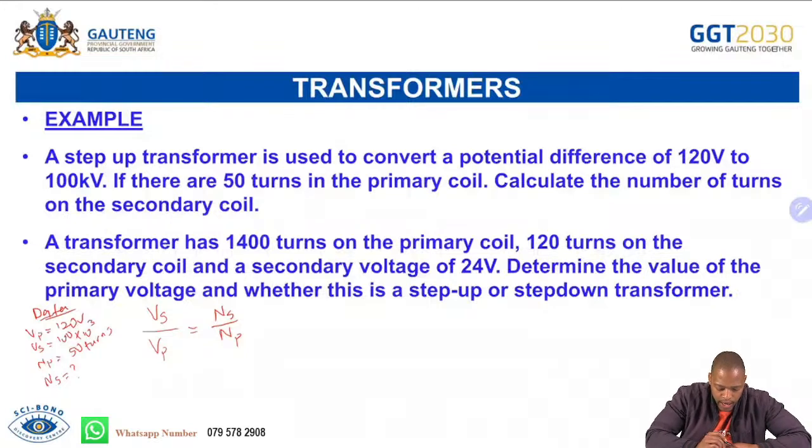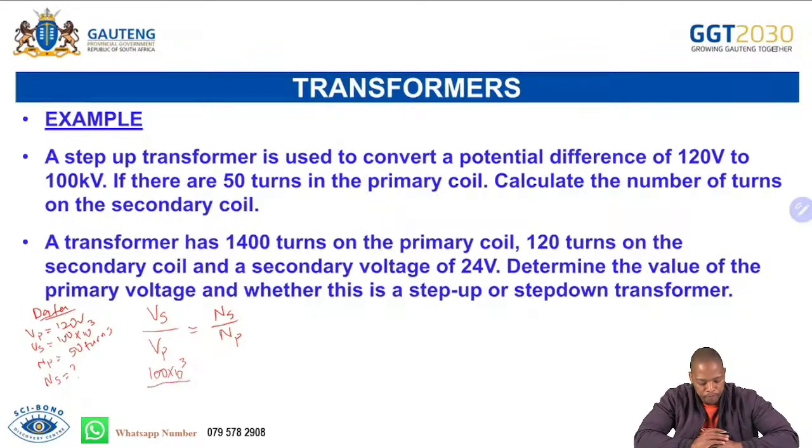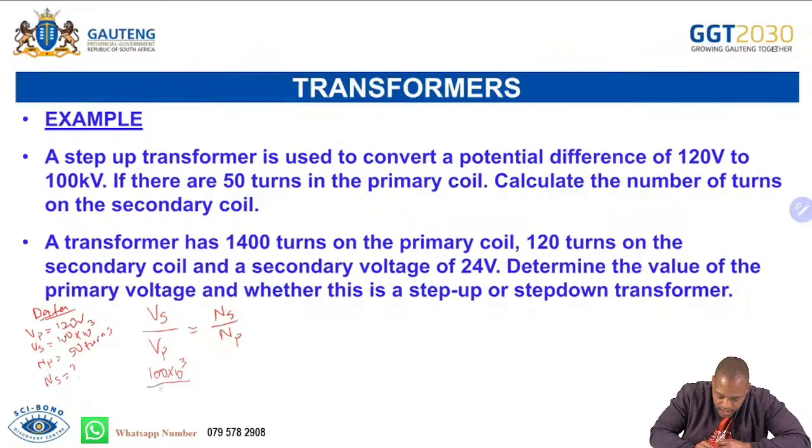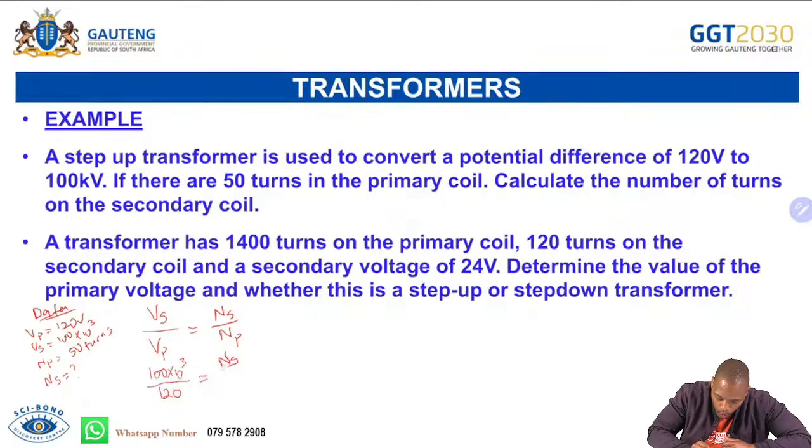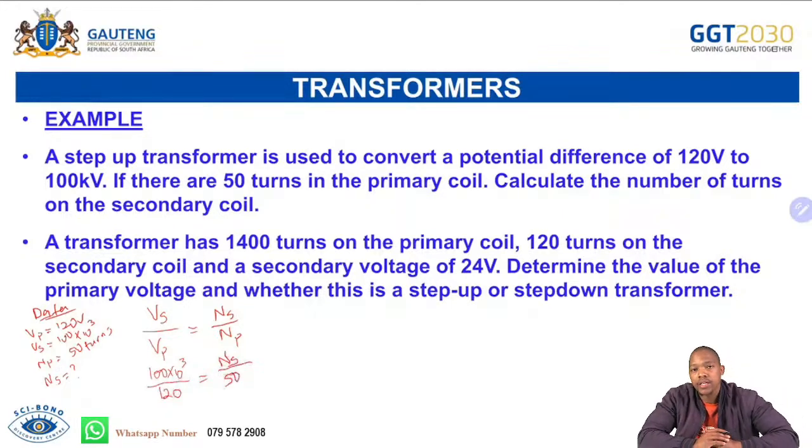What is my Vs from the data? My Vs is 100 times 10 to the power 3, or 100 times 1,000, right? However you want to write that, kilo, over Vp. Vp is given as 120. This is equal to Ns, which is what I am looking for, so I'll write it as Ns for now, over Np. What is my Np? My Np is 50.